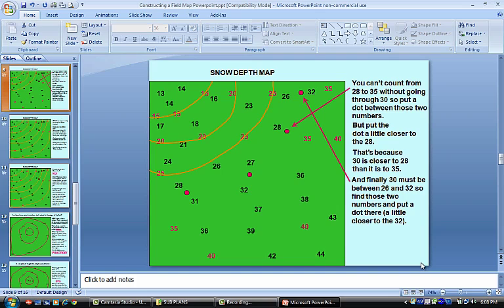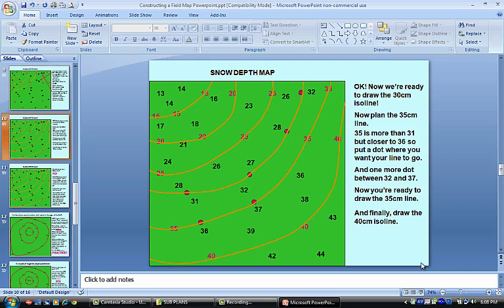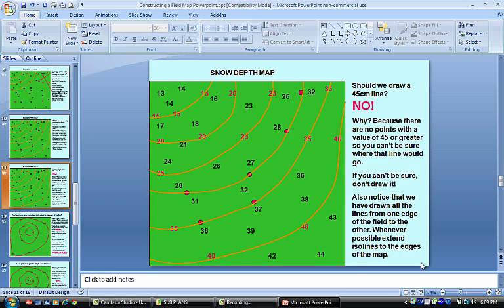Okay, so same thing. Move on up the graph and find two more points where you can find roughly 30 centimeters where that would fit. Alright, so now we have our isolines plotted. 35 was relatively easy, as was 40.